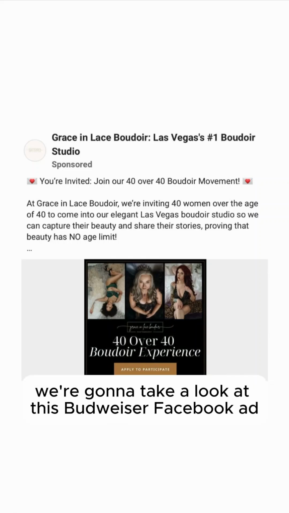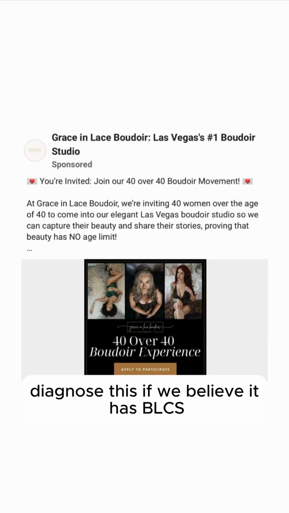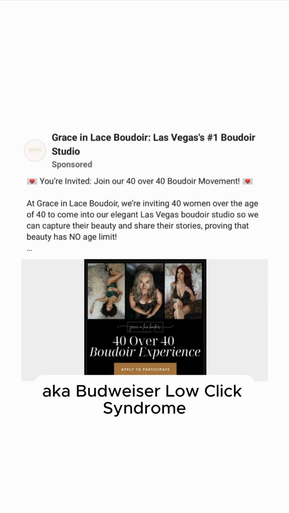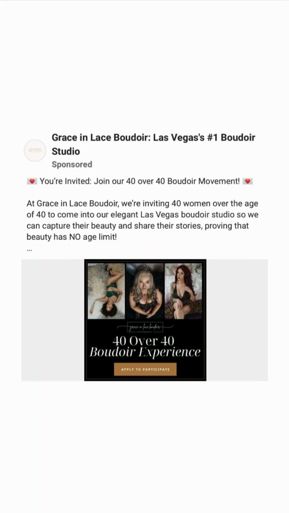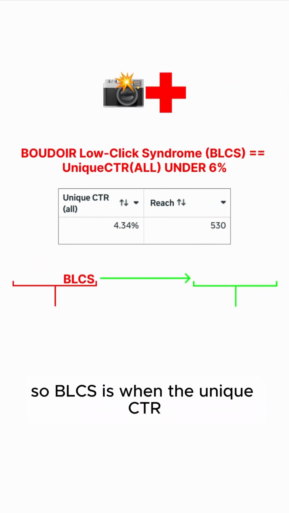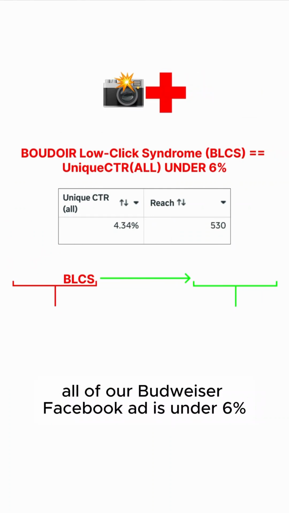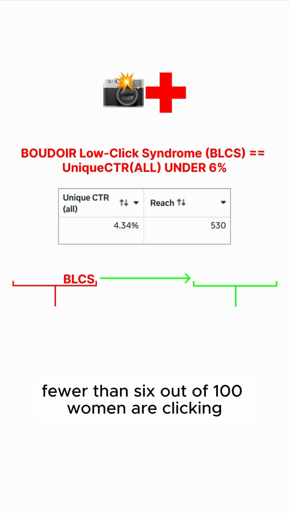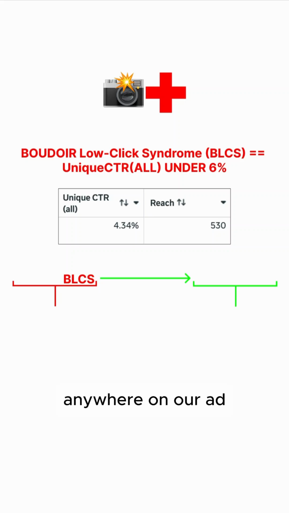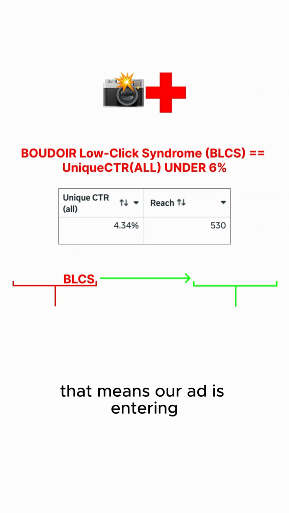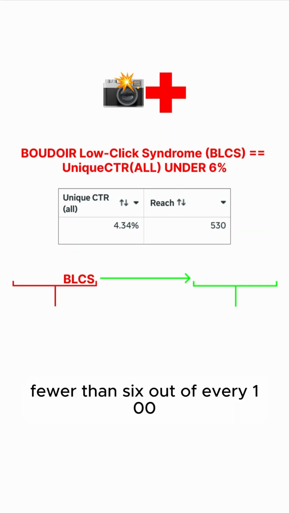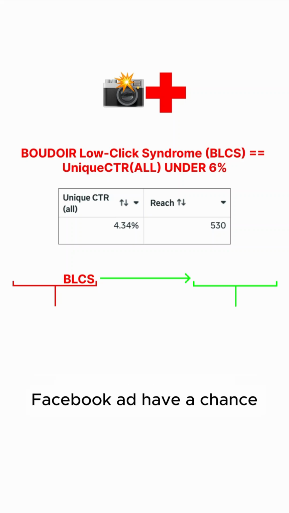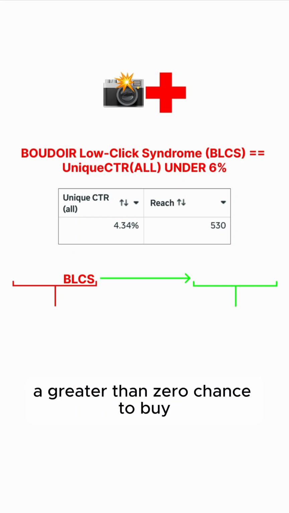All right, y'all, we're going to take a look at this Boudoir Facebook ad, diagnose it, see if we believe it has BLCS, aka Boudoir low click syndrome. BLCS is when the unique CTR of our Boudoir Facebook ad is under 6%, aka fewer than 6 out of 100 women are clicking anywhere on our ad. That means our ad is entering fewer than 6 out of 100 women's brains, and that means fewer than 6 out of every 100 women that see our Boudoir Facebook ad have a chance, greater than zero chance, to buy.